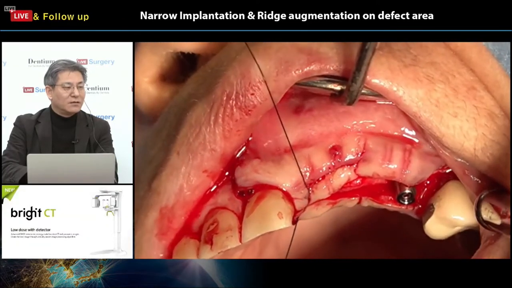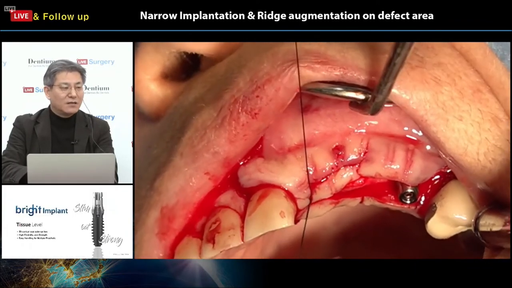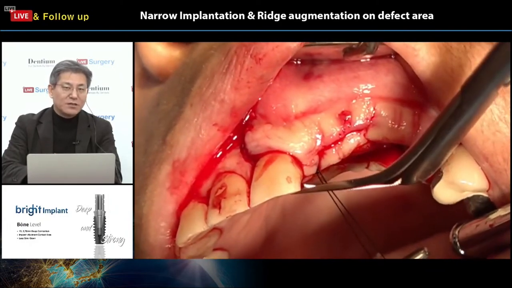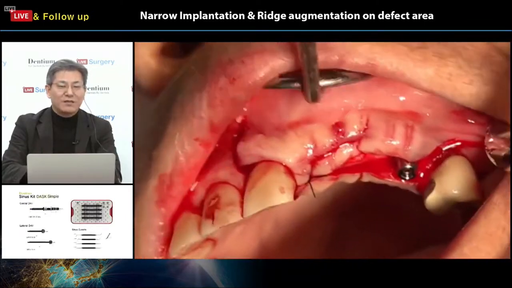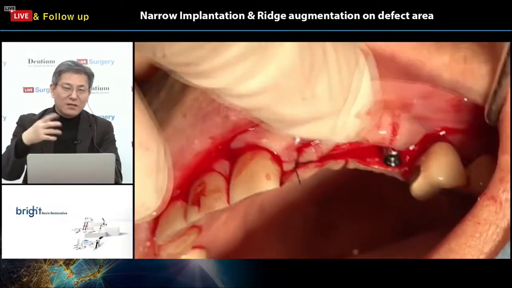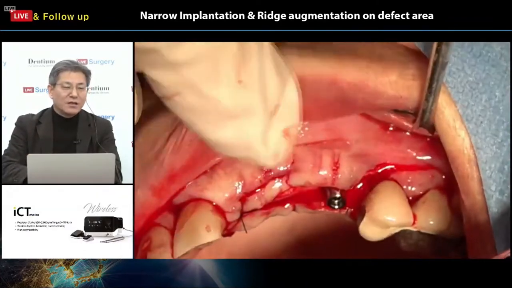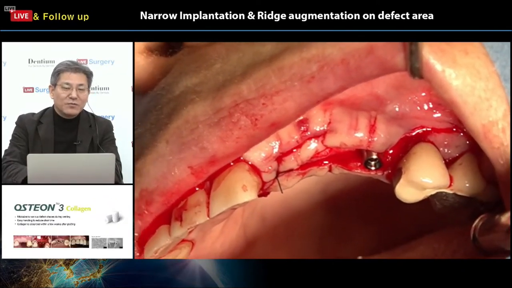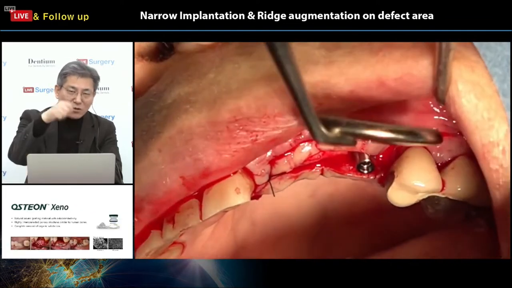Okay. When you suture the surgery site, the key suture should be done first. What is the key suture? Key suture means to reposition the flap to its original position before the surgery, to find out the original position. Like this corner suture.